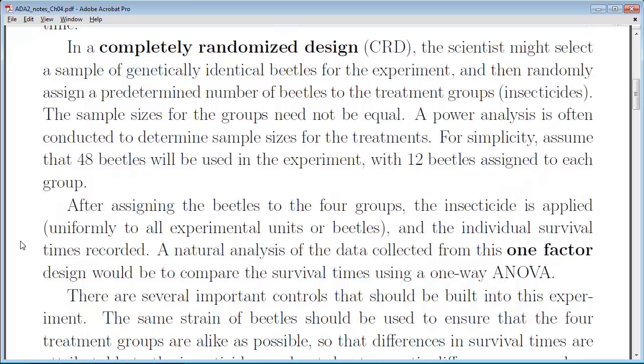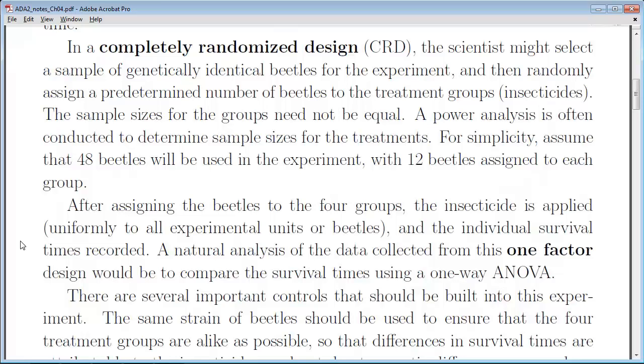So in this case, a scientist might select a sample of genetically identical beetles for an experiment and then randomly assign them to a predetermined number of beetles to each of the treatment groups. Even though the sample sizes of the groups need not be equal, that is often a preferable situation if they are equal. And a power analysis is often conducted to know how many observations we need in each group. And of course, that sample size depends on how variable the response is for each group, which you often don't know before you conduct the experiment. So power analysis is a sophisticated strategy to take.